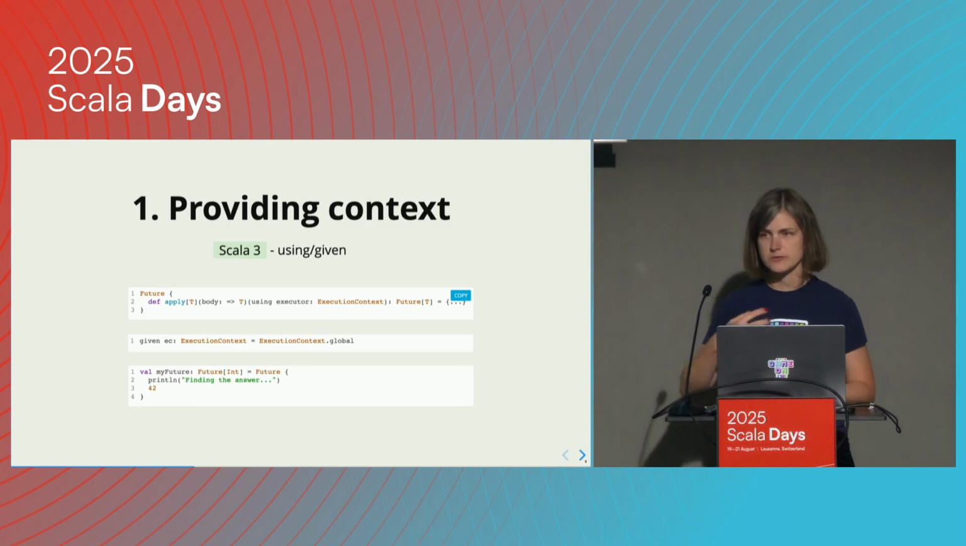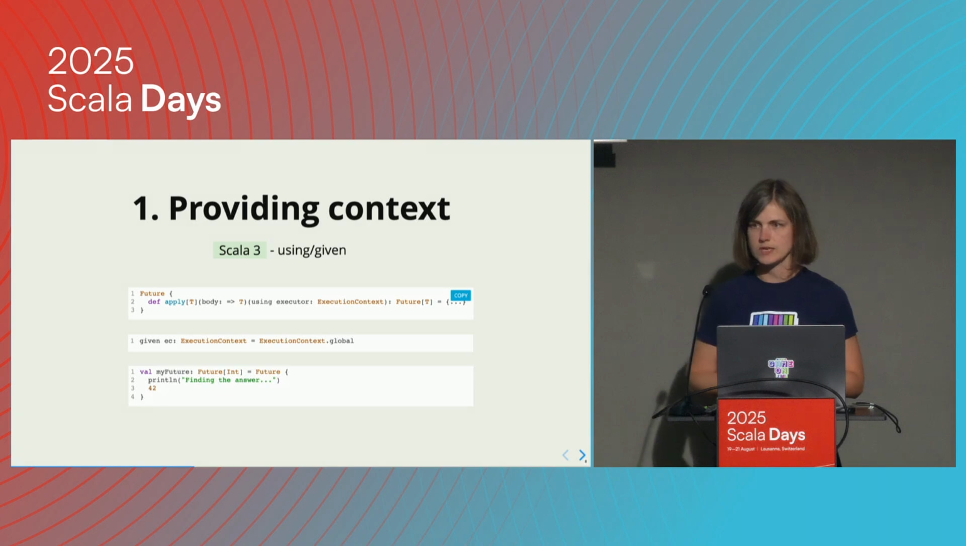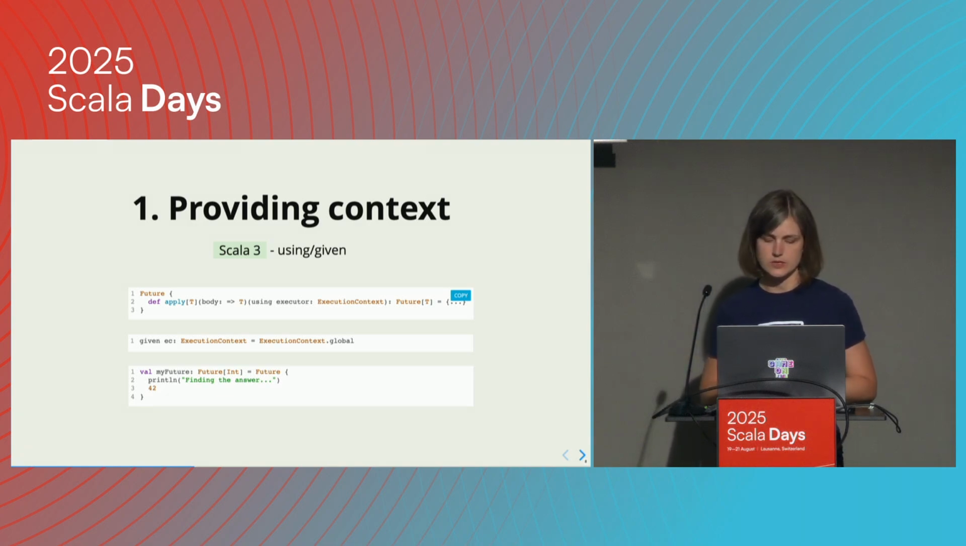Here we are giving this execution context to the compiler, and it can take it wherever it needs to be used. This using and given pair is the basic and most important thing that you will need to write contextual abstractions in Scala 3. And we will see it also later in the presentation.